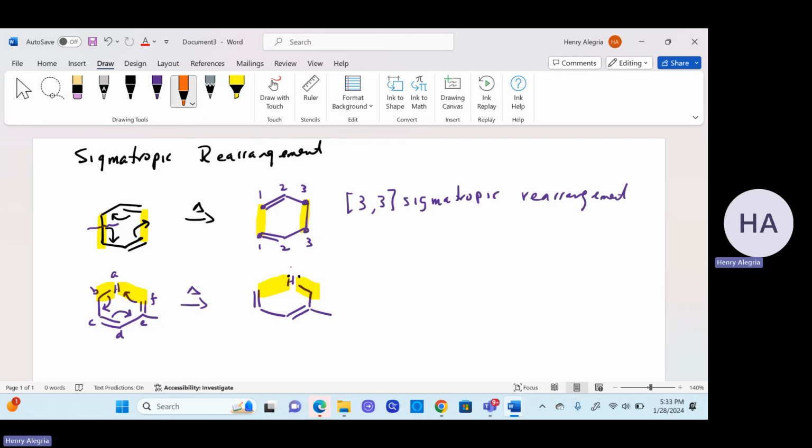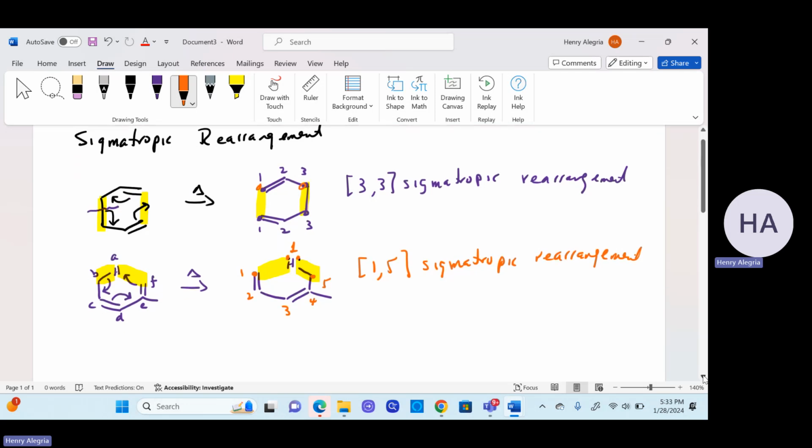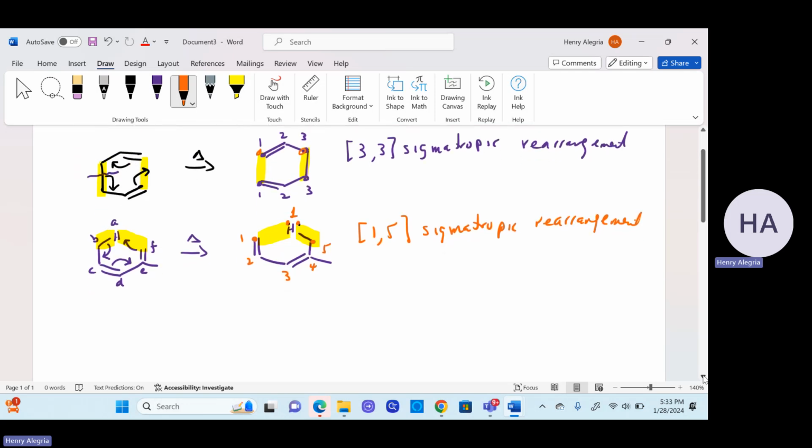Okay, so from this end of the yellow to that end of the yellow, it's like we went from this end to that end, there's only one atom. From this end to that end, we have 1, 2, 3, 4, and 5. So what I have here is a 1,5 sigmatropic rearrangement, right? Now, that really is the biggest thing that we are going to have.